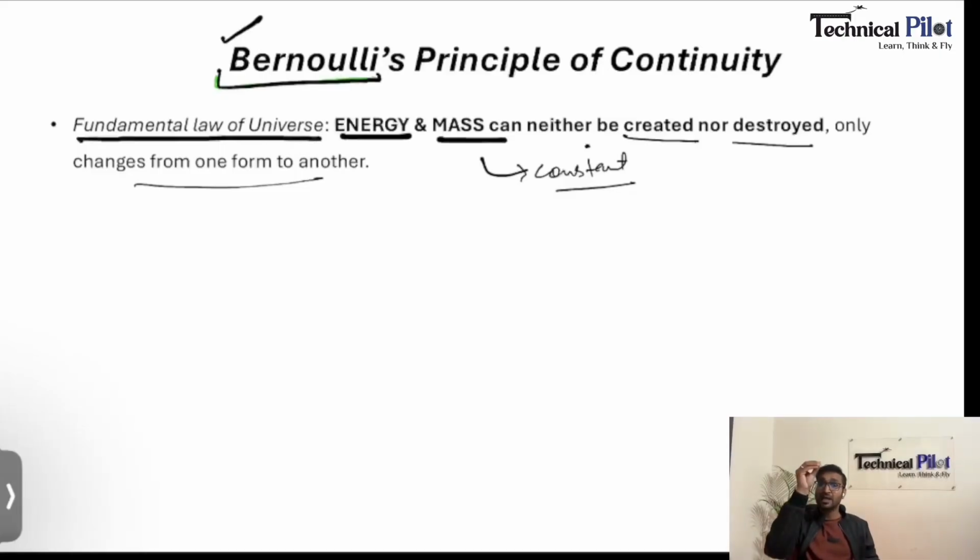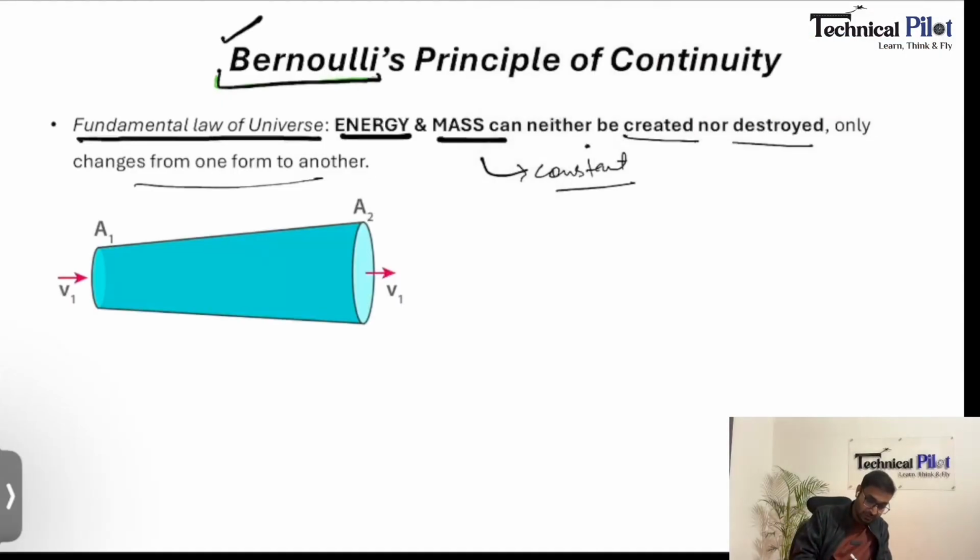Any particle can be broken down into small particles, but you can't destroy a particle. Or you can combine the particles to form a bigger unit, but you can't create mass. Same with the energy. You can transform the energy from one form to another, like mechanical to heat energy. Energy can transform from one form to another, but you can't destroy or create energy. He used the same principle.